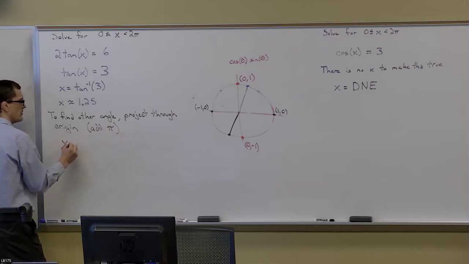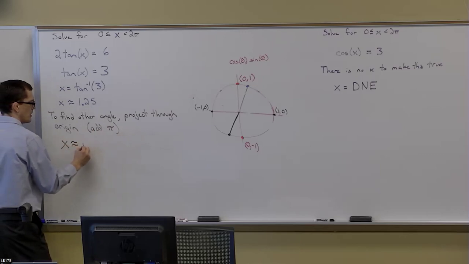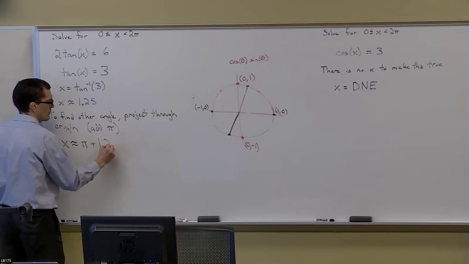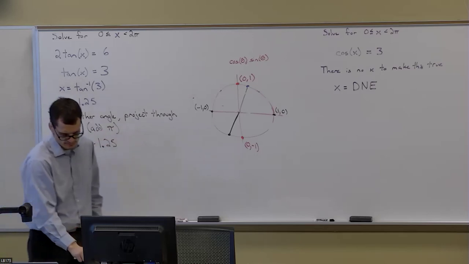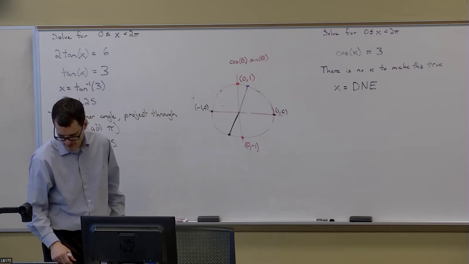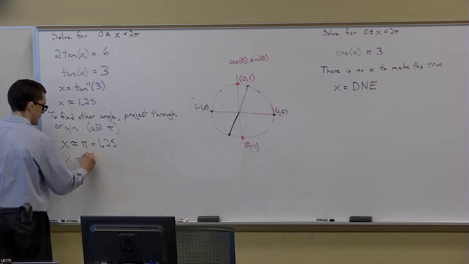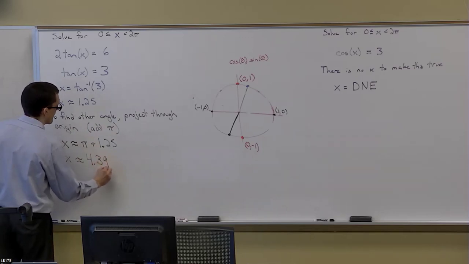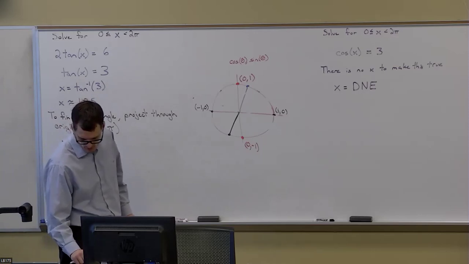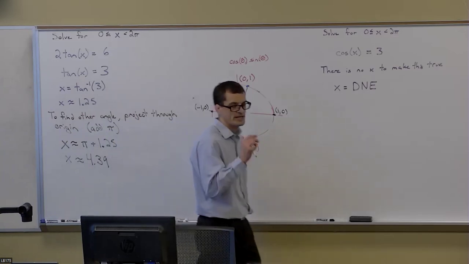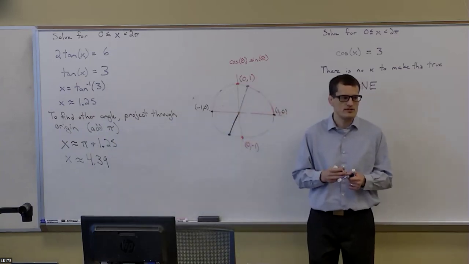So my other angle is going to be pi plus the 1.25, or 1.25 plus pi, either way. We'll write that. About 4.39. By the way, if you ever have any doubt about this, you can always check to make sure you got the right answer. Just plug 4.39 into the tangent and see that that gives you about a 3. Obviously, it's a rounded number, so it's not going to be precise, but if I do tangent of 4.39, I should get almost 3. Again, the rounding is going to throw you off a little bit.